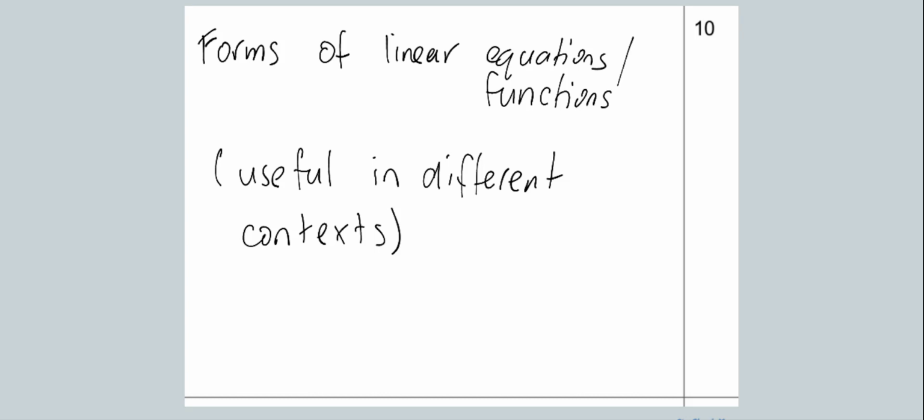Gradient for one of them. What's the other one? Someone else give me what the other one is. Y-intercept is correct. Okay, so gradient and y-intercept.